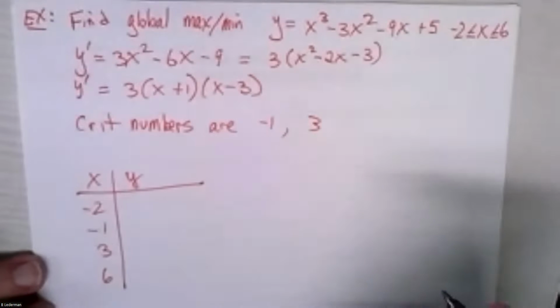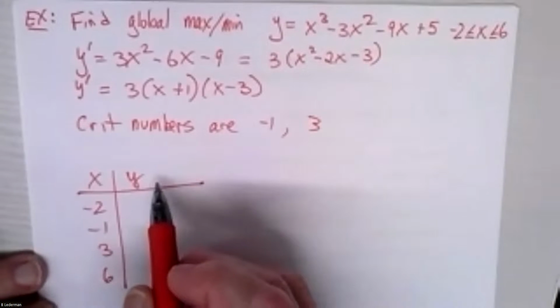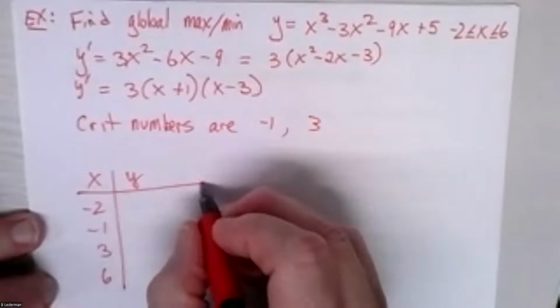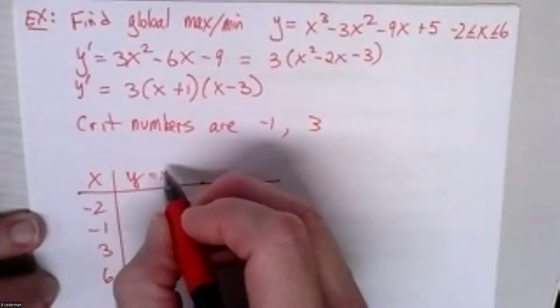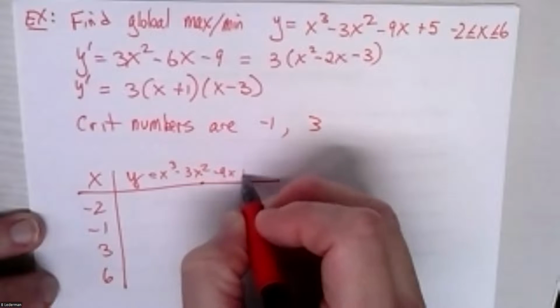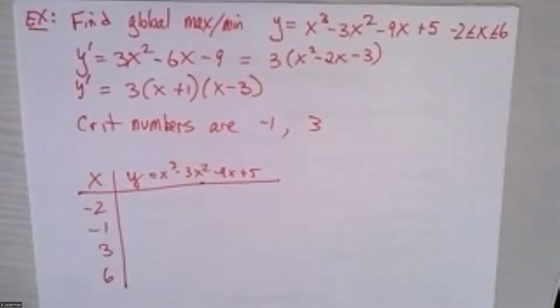I'm plugging them into here, to there, to there. I'm plugging them into the original y value because I want to find the maximum and the minimum of the actual function. So this is y, which is equal to x cubed minus 3x squared minus 9x plus 5. I'm just going to plug those numbers in, and let's see what we get.